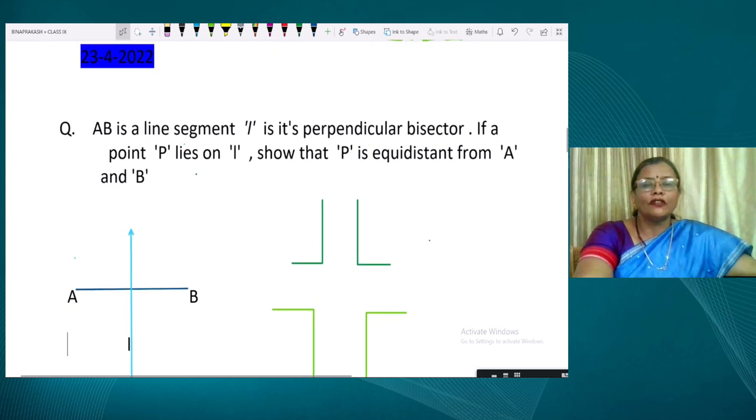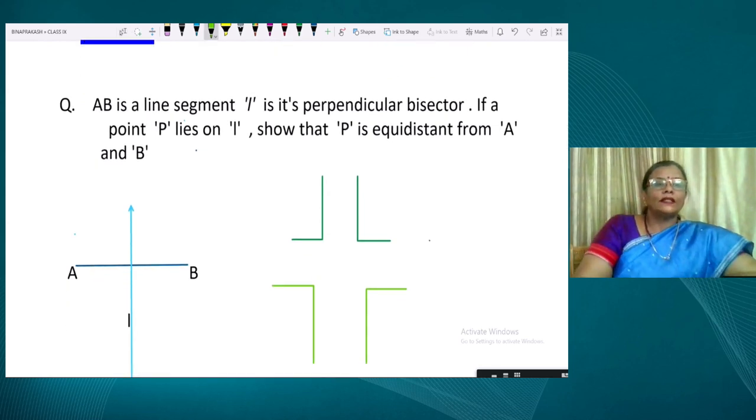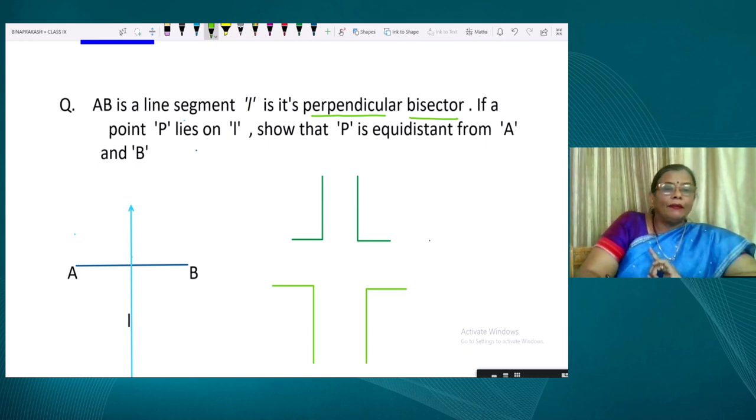Now the question is from the textbook only. It says AB is a line segment. L is its perpendicular bisector. L means a line, which is a perpendicular bisector. Now, what information do we have regarding this perpendicular bisector? There are two pieces of information. One is perpendicular. Perpendicular means the angle line L makes with AB is 90 degrees. That is, the measure of this angle is 90 degrees.